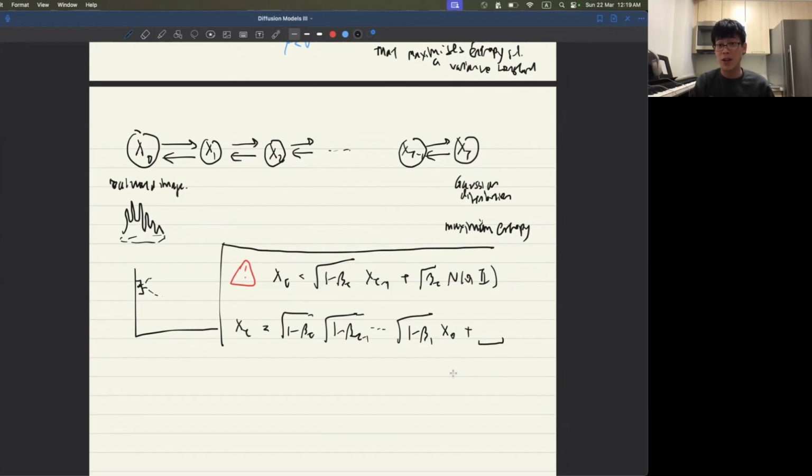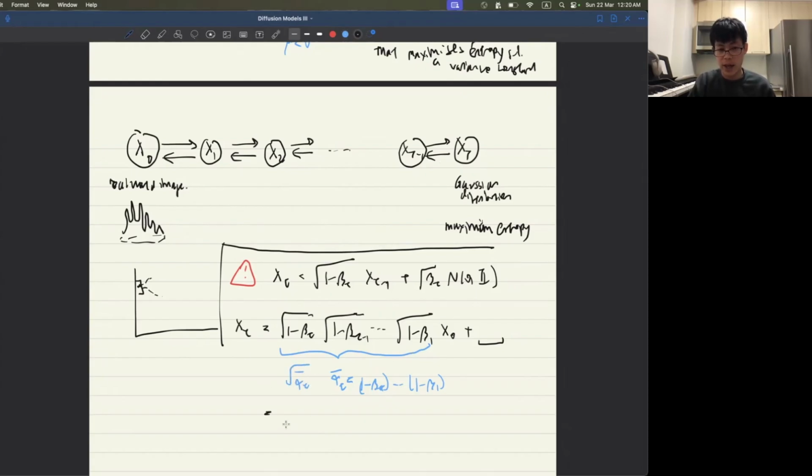Well, we can use the invariance just now to imply this coefficient. Just for clarity of notation, I'm going to denote alpha_t bar as the product from 1 minus beta_1 all the way to 1 minus beta_t. So this term over here is going to be square root alpha_t bar.